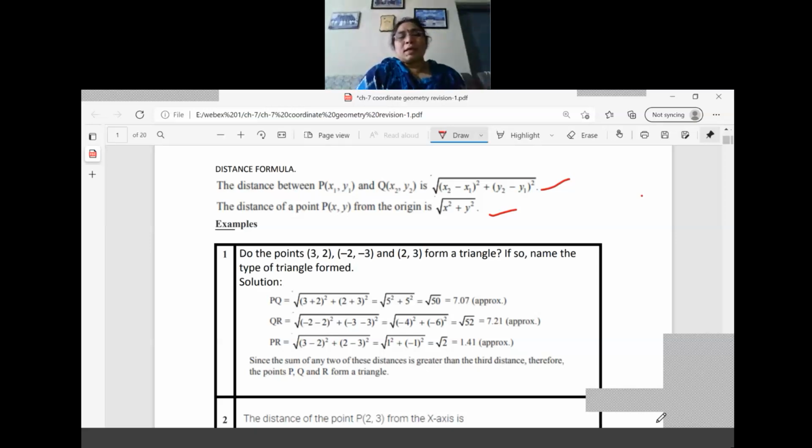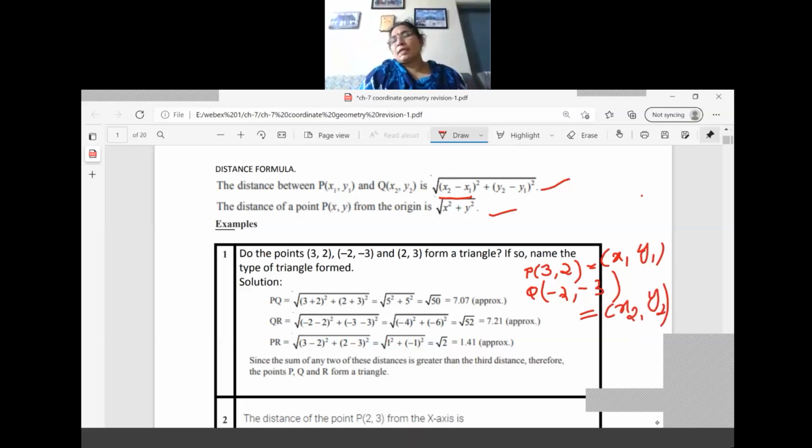So what coordinates are taken for P and Q? P we have taken as (3, 2) and Q we have taken as (-2, -3). I'll write here P (3, 2) and Q (-2, -3), in case anybody is not able to understand. So root sign first, then (x2 minus x1) whole square, right? What is the formula? x2 minus x1. We can take x2, y2 as (3, 2), and x1, y1 as (-2, -3).